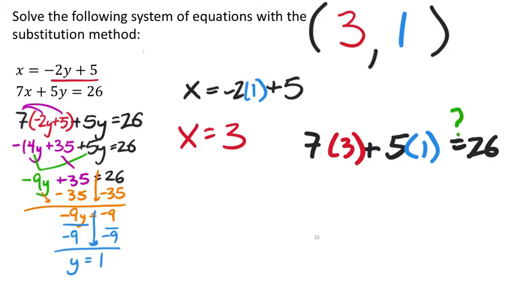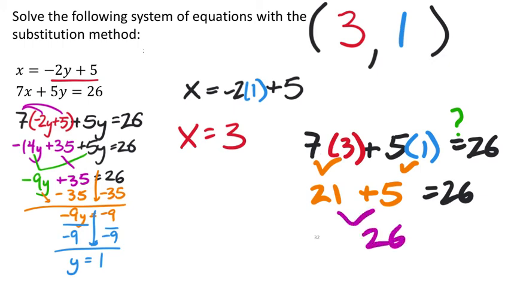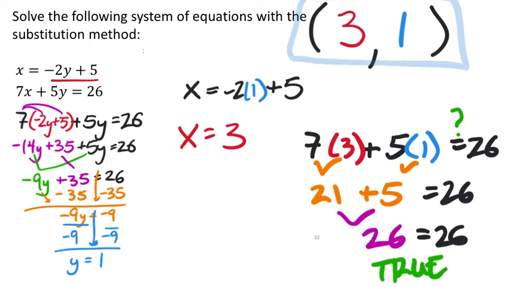I don't know if it's true, but I see 7 times 3 is 21. 5 times 1 is positive 5. Will this actually equal 26? Well, it does. 21 plus 5 is 26, which equals 26. That's a true statement. And now we know for sure that we have actually found the solution. It made both equations true, which means they intersect. If we were to graph them, they would intersect at the ordered pair (3, 1).